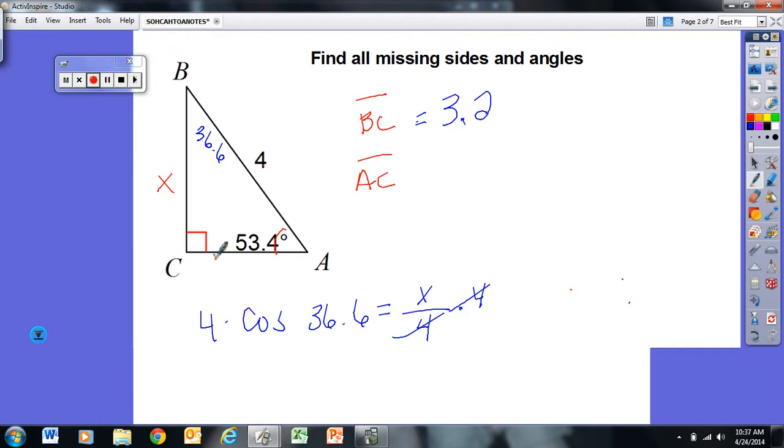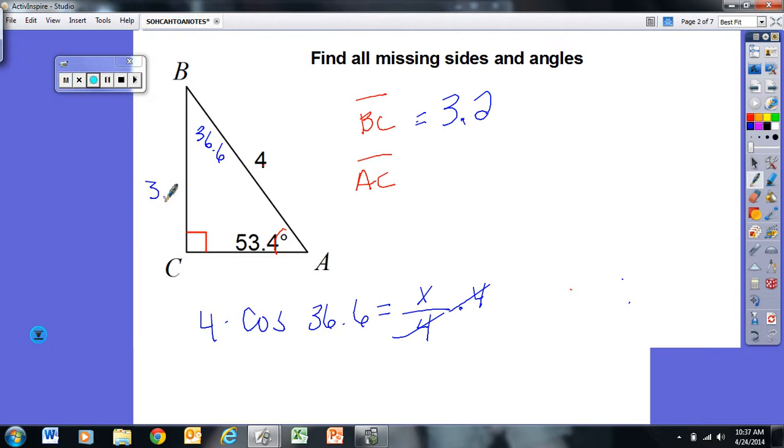The only thing you can't ever do is sine, cosine, or tangent of 90. And that should make sense to you because the opposite side of 90 is the same as the hypotenuse, and that doesn't work. You can never find sine, cosine, or tangent of this angle. You can only do it for the acute angles. So now I know that side BC is 3.2.